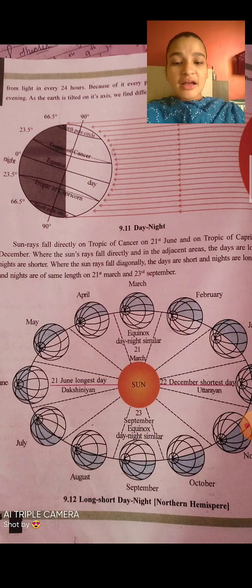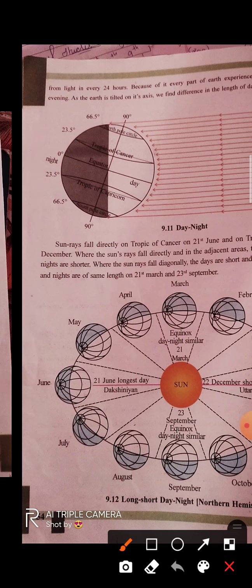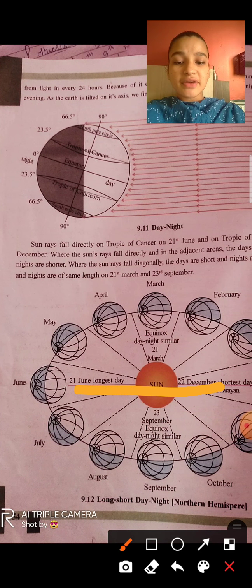Okay, now 22 December is the shortest day. Okay, 21st June longest day, and 23rd September equinox, day and night similar. 21st June longest day, Dakshinayan. It is in here, and here Uttarayan. So both are equal, see here, straight line is passing through it, right? You have seen both, that here Uttarayan and there Dakshinayan. It is shortest day and here the longest day. So both are opposite to it.